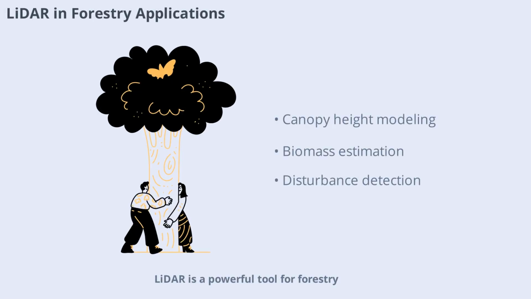LiDAR is a powerful tool for forestry, enabling precise measurement of canopy heights, biomass estimation, and individual tree mapping. By analyzing LiDAR data, researchers can assess forest health, monitor disturbances like hurricanes or lightning, and support sustainable management. The book includes case studies from Pennsylvania, Florida, and Ghana, showcasing LiDAR's versatility in diverse forest environments.